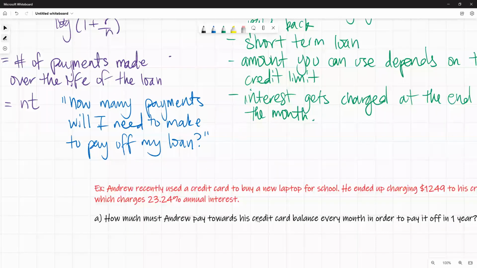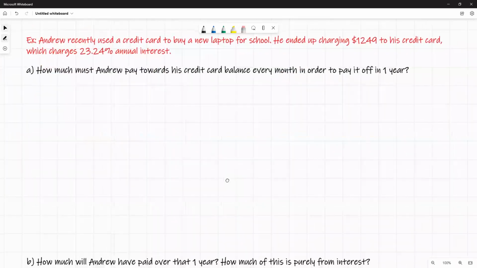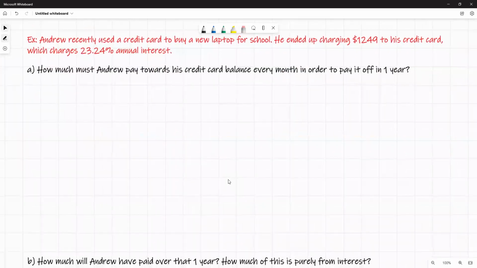All right, let's go ahead and jump into our example. Andrew recently used a credit card to buy a new laptop for school. He ended up charging $1,249 to his credit card, which charges 23.24% annual interest. The unfortunate thing with credit cards is that that's where we start to see these big interest rates. We haven't seen an interest rate of this size so far. I pulled this straight from a credit card I Googled online, from one of the most well-known banks, so it's definitely a realistic number.